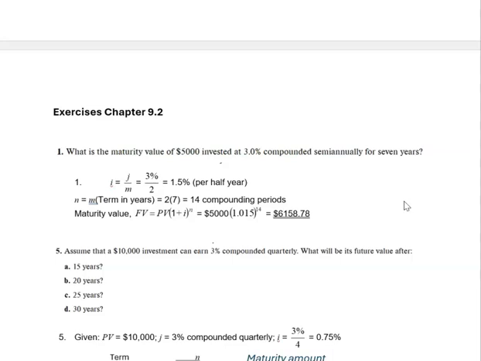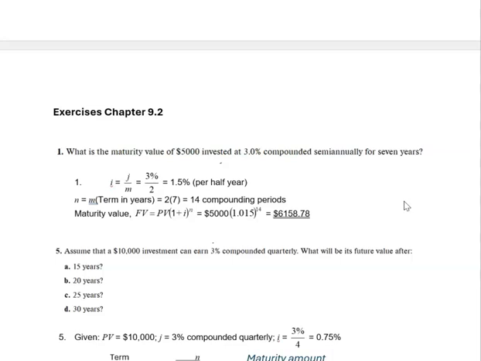So your I, your periodic interest rate, equals your annual or your nominal rate, your J, divided by the number of compounding periods in a year. So that's 3% divided by 2. That gives you 1.5%. And that is your periodic interest rate. And then remember to take the question and write out what you know. So even before calculating what the I is, I'd go and say J equals 3%.